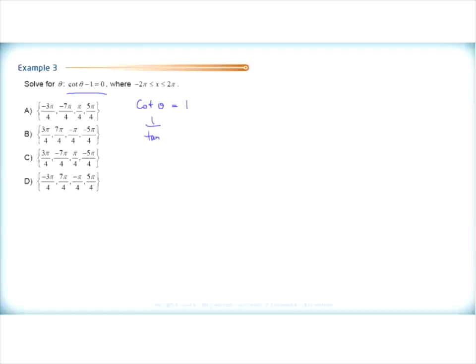Cotan is 1 over tan. If I take the reciprocal of both sides, I get tan theta equals positive 1. Now, where is tan theta equal to positive 1? Very similar to the question we did earlier. Tan theta is equal to positive 1 if we use our CAST rule in these two quadrants.